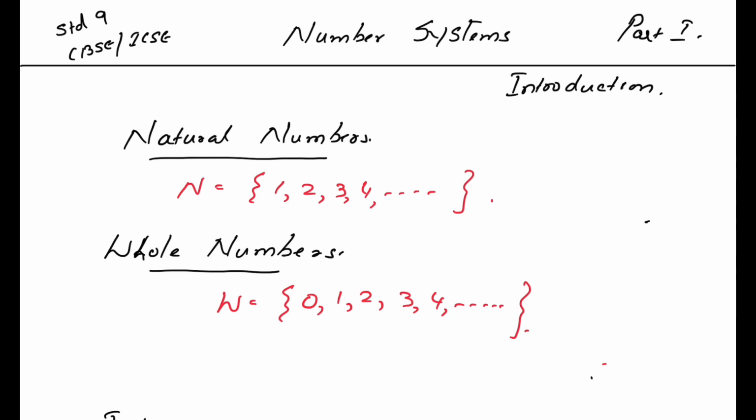This is the first chapter for the number systems for standard 9. In this part I will give you the introduction of the chapter. You have already learned what natural numbers, whole numbers, integers, etc. are. We will just recap those concepts. Natural numbers are numbers starting from 1, 2, 3, 4, etc. up to infinity. And whole numbers are all natural numbers plus 0. So 0 is added along with natural numbers, and you get whole numbers.